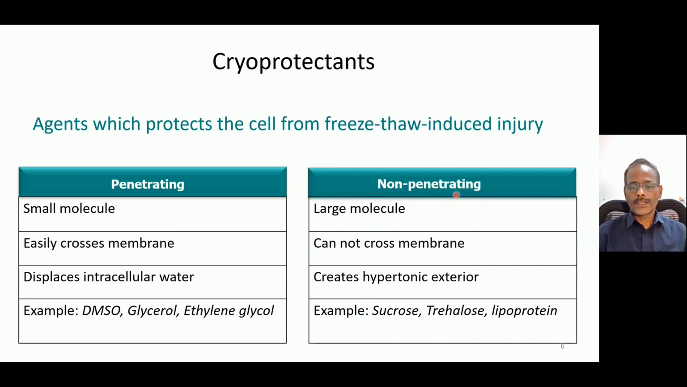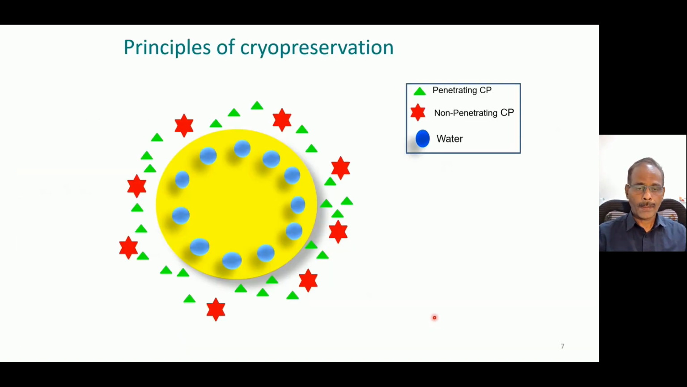There are certain large molecules which, because of their large size, cannot cross the membrane. But what they do is create a hypertonic exterior and protect the cell. These are basically sugar molecules, could be sucrose, trehalose, or lipoprotein. So these cryoprotectants help in preventing the cryo injury caused by cryopreservation.